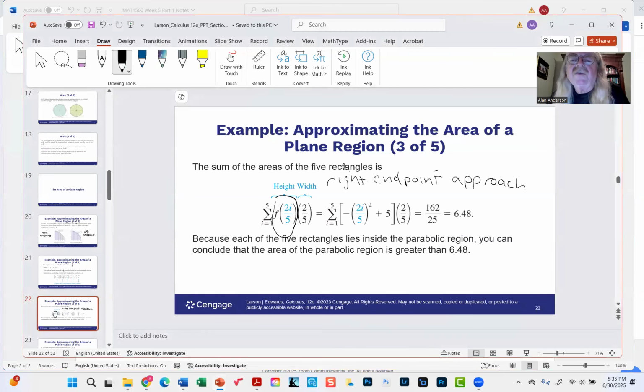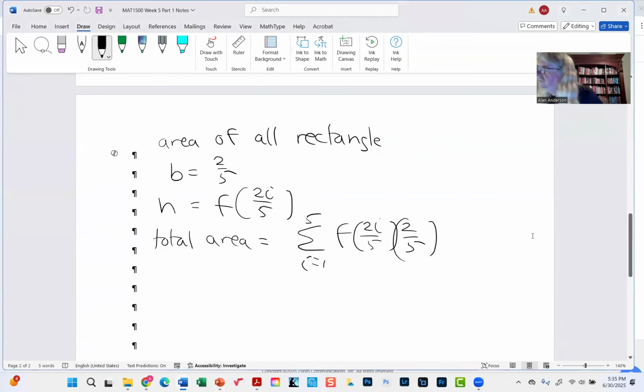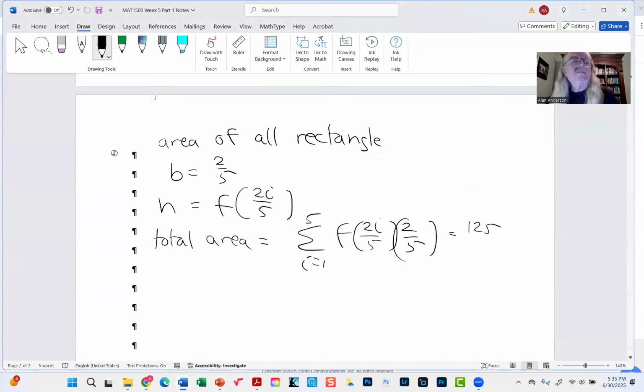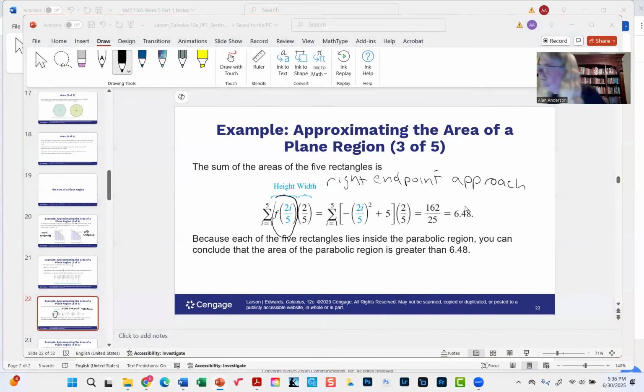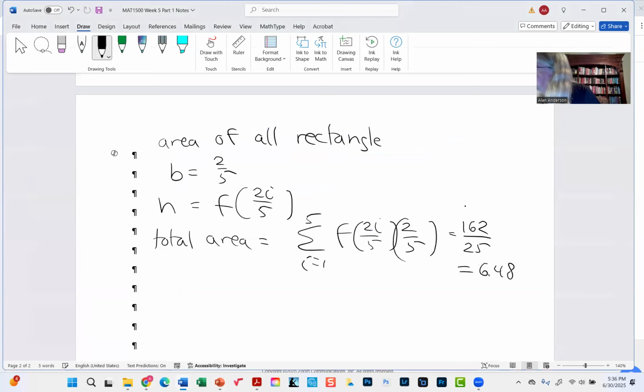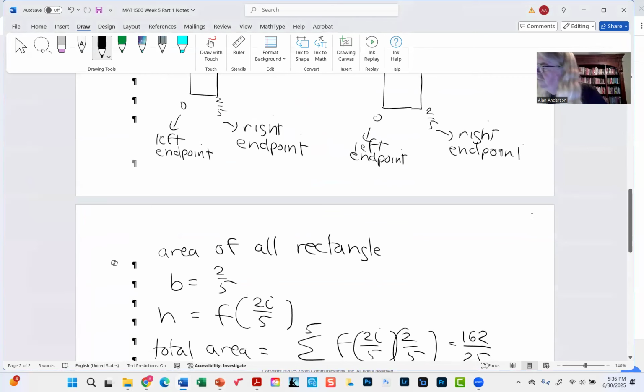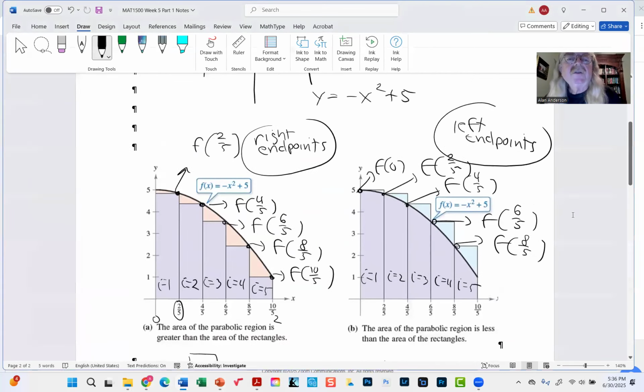Okay, now they've done all the calculations for us. And now here, you see what they did? They simplified it a little, but ultimately it ends up being 162 over 25, which is 6.48. You can double check that if you feel like it. I think we'll take their word for it right now. 162 over 25, approximately 6.48. Now that's for the diagram on the left, by the way, the one that's using the right endpoints.